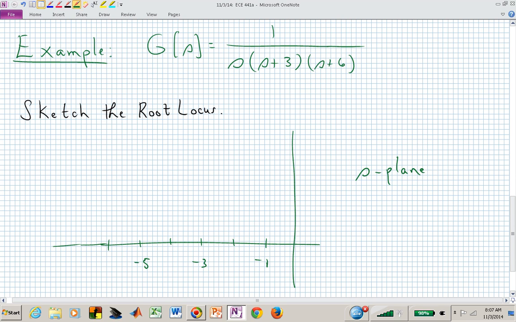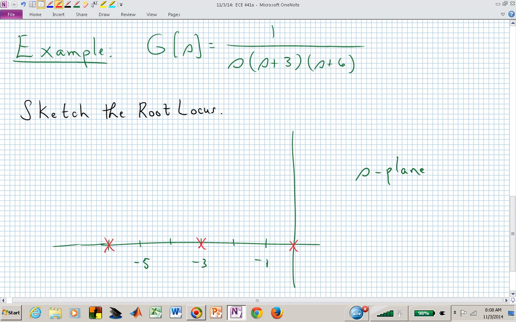How do we start? What's rule number 1 tell us? Do we have these rules memorized? Or what's the first step in this process? Find the poles and zeros of your transfer function that's combined, the loop gain. Here we have just the g of s. We have a pole at the origin, a pole at -3, and a pole at -6. I'm hoping you at least made it that far.